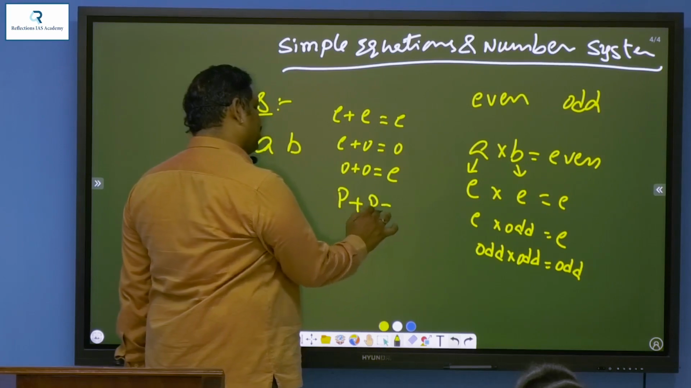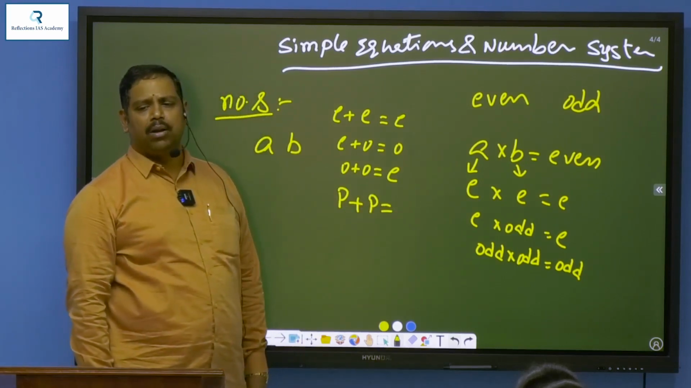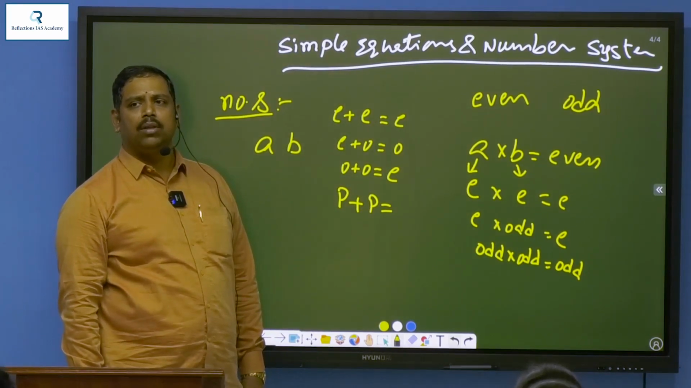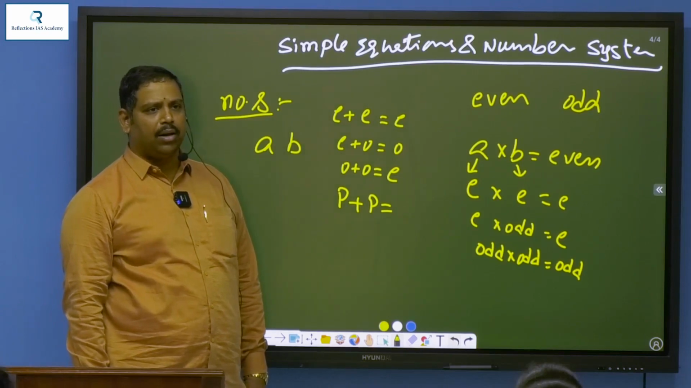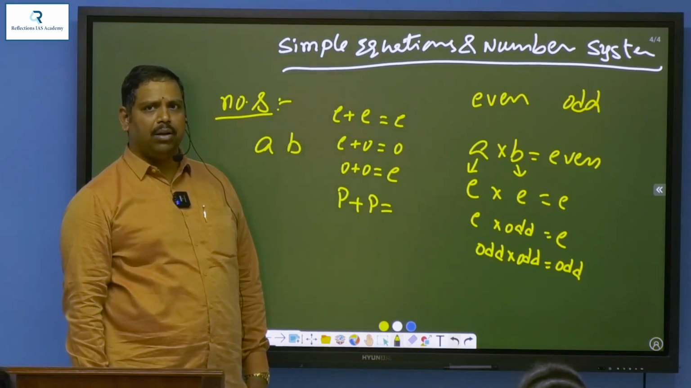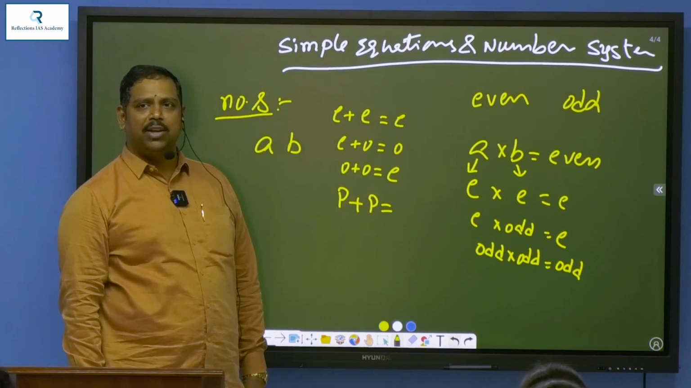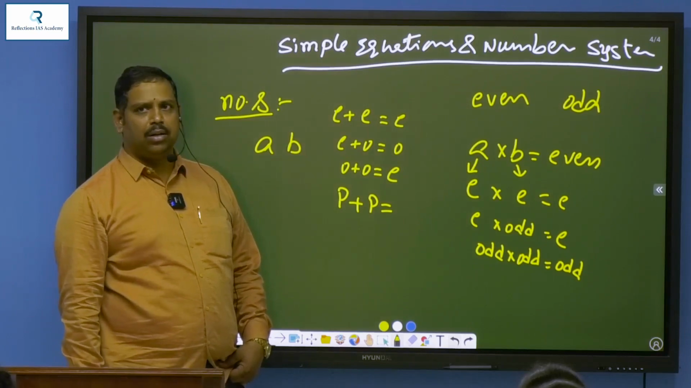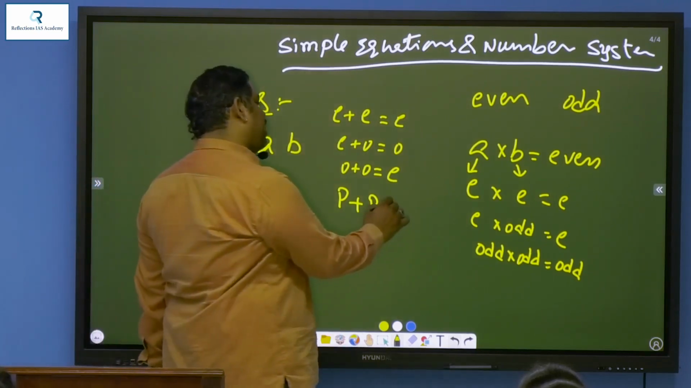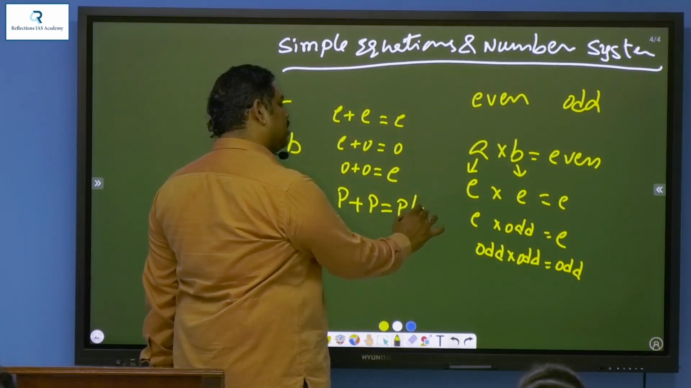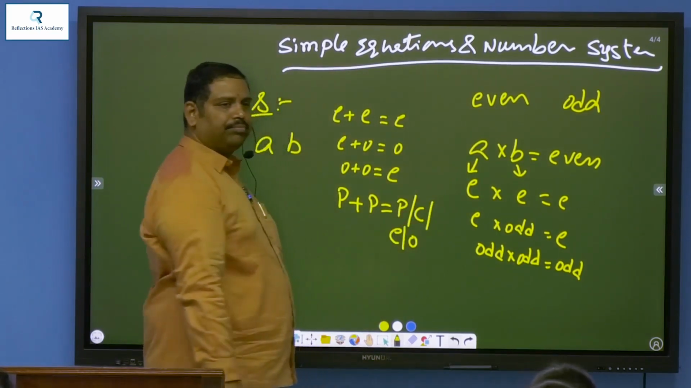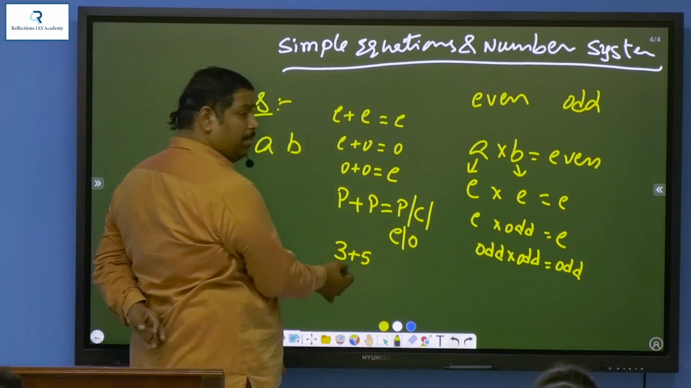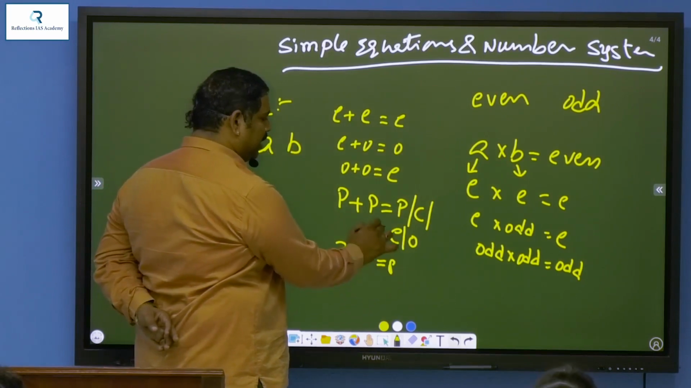Prime number plus prime number. You will get a prime number or even number or odd number? Even number. Odd number. Prime number. I am asking you, is it possible to get prime number plus composite number as a prime number? Good. So prime plus prime might be prime, might be composite, might be even, might be odd. Suppose if you take two prime numbers like 3 plus 5, both are prime numbers, right? You got 8, which is nothing but even number.